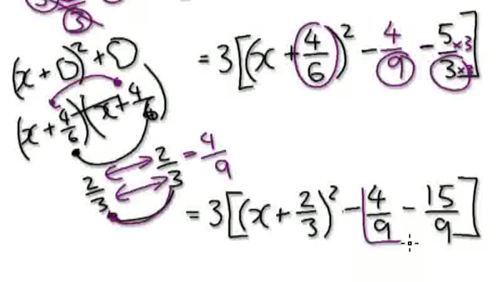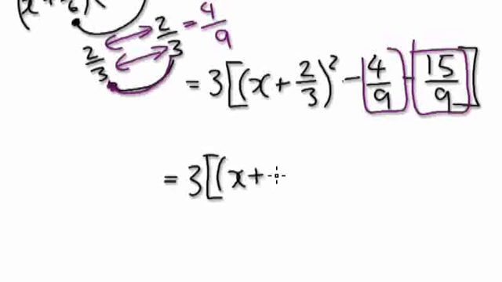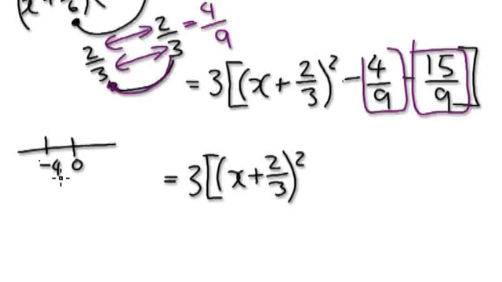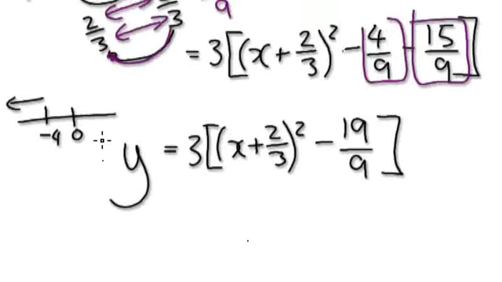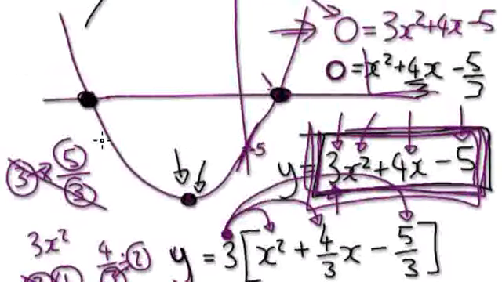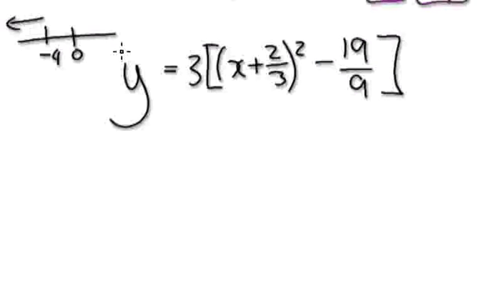Okay. So now we can merge these two together. So this would be 3x plus 2 over 3 squared, and then minus 4 minus 15. Remember your number line. You start at minus 4 and then you go back 15. So that would be minus 19. So this would be minus 19 over 9, and then close this off. So this equation here, this is our original equation, and we can rewrite it as this thing here.